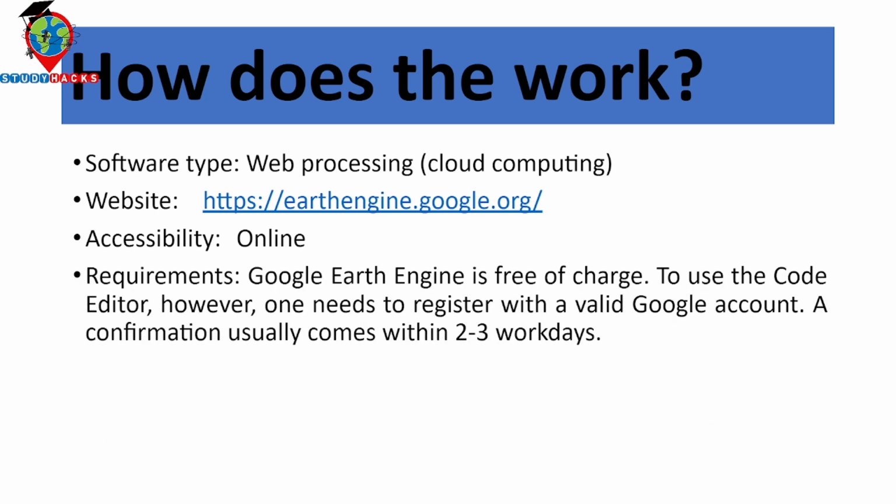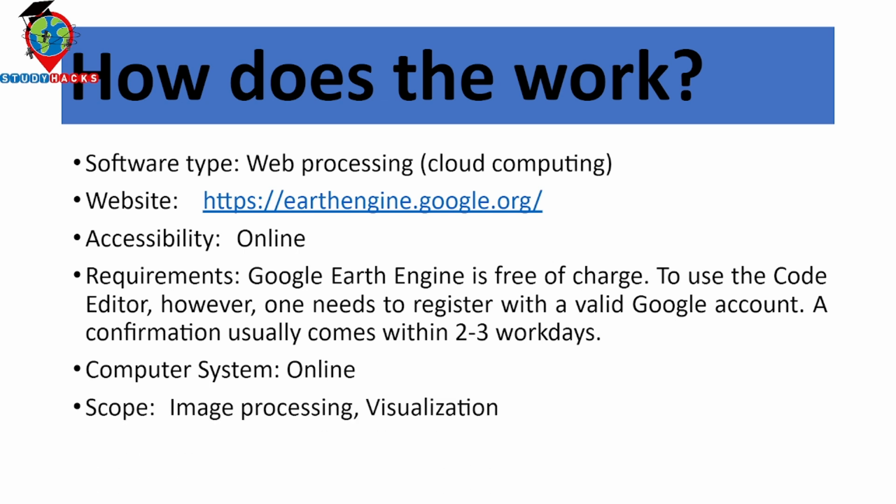And the requirement. So basically, when you register with your valid Google account, then you can use their code editor. Okay, suppose after completing the registration, then you can use their own code editor. And then you can easily write your code in their code editor. And the computer system must be online when you want to work with that. And it mainly works for image processing and visualization. It works for raster and vector data. Both of these data sets we can easily work with.